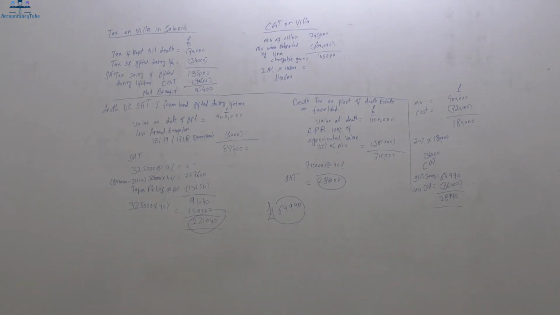Right? So which tells me that we are better off if we give a gift of the villa during our lifetime, because if we give a gift of the farmland, we will be saving only 28,990. Right?